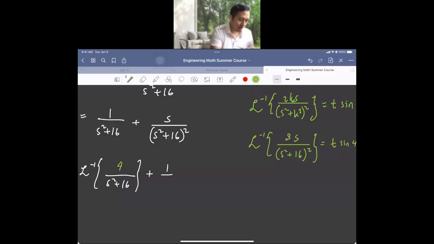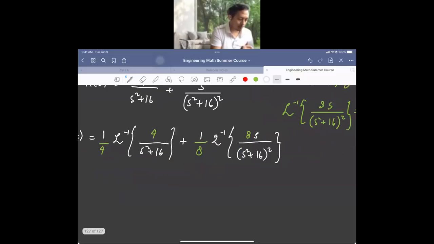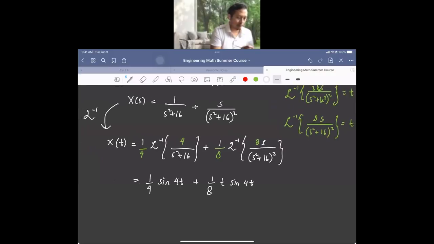So the next one is 1 over 8 of the inverse Laplace of 8s over s squared plus 16, squared. This part will be 1 over 4 sine 4t plus 1 over 8 t sine 4t. And that's our solution.